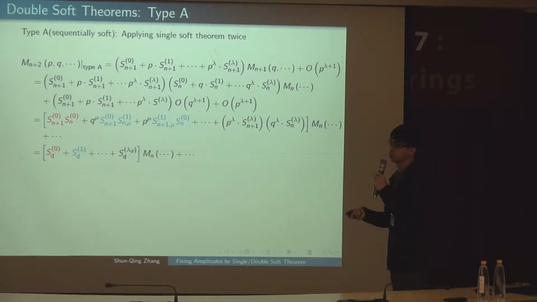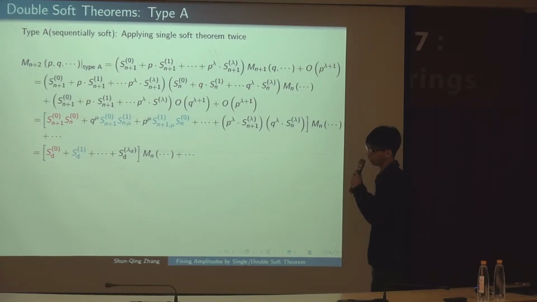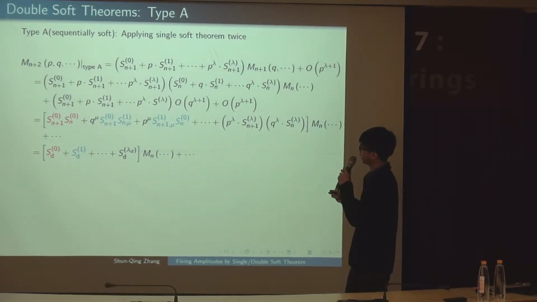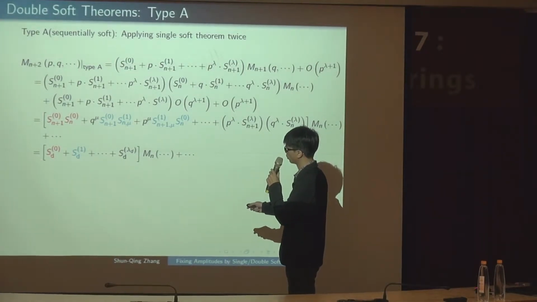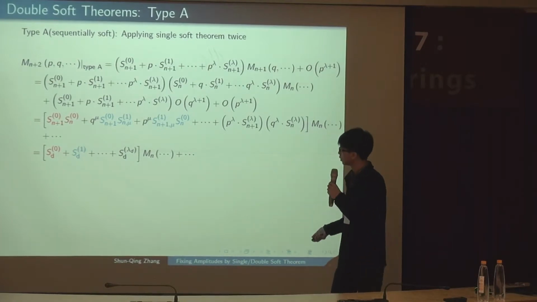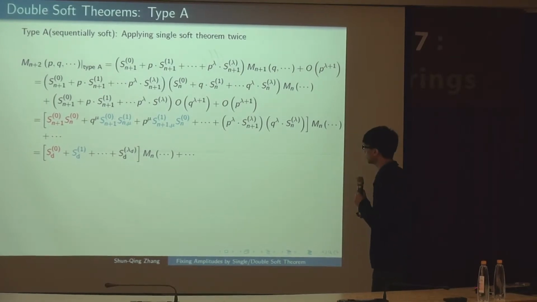So type A is directly related to two consecutive single softs. First, I expand in P and Q: keep Q hard, and P takes soft, so I have the first soft expansion. Then I further take Q soft, so I have two consecutive single softs here. Then I can collect the terms to get a double soft factor. This is the type A soft theorem. It's also called sequentially soft.